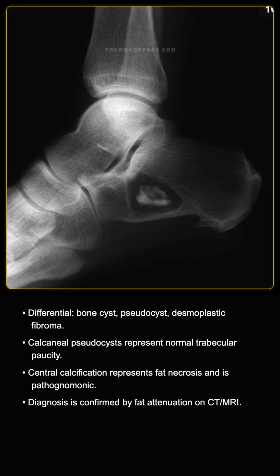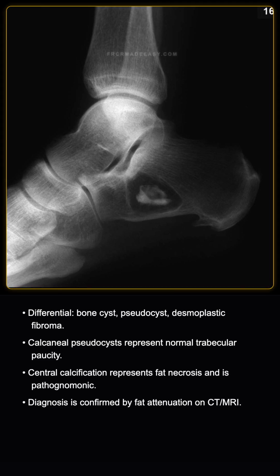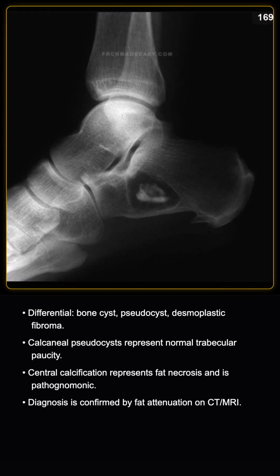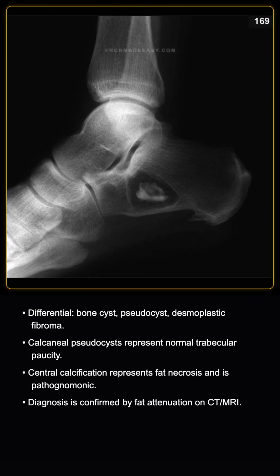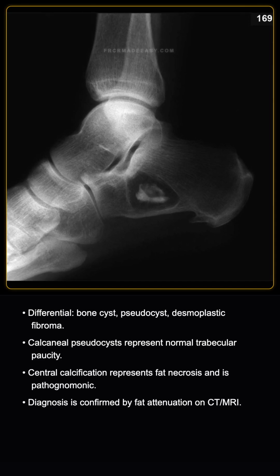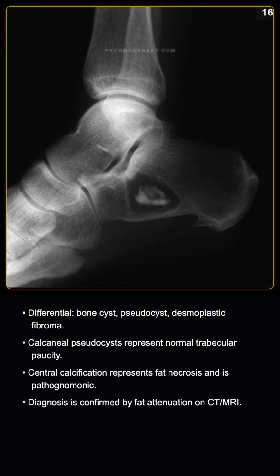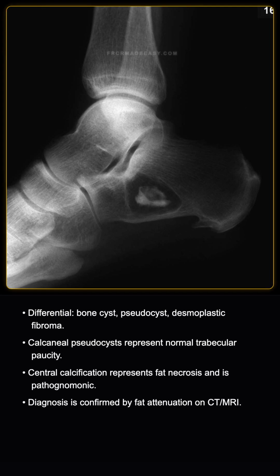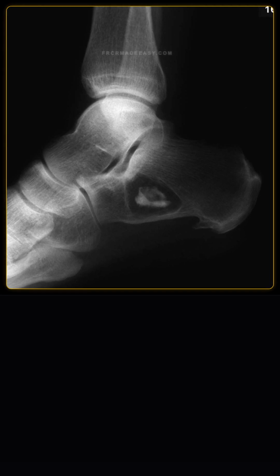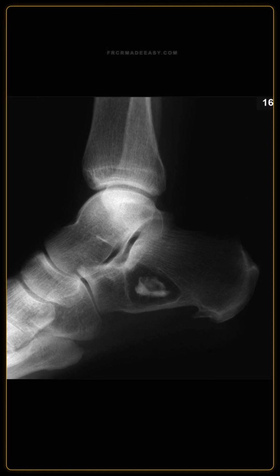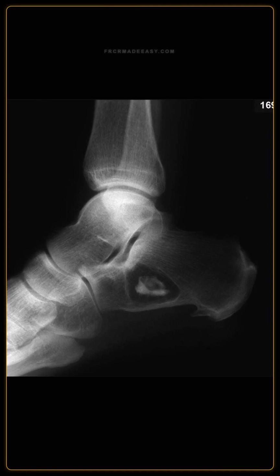Calcaneal pseudocysts are normal anatomical variants that represent a paucity of trabeculae. Unlike these other lesions, an intraosseous lipoma is characterized by its central clump of calcification, which represents dystrophic calcification secondary to fat necrosis. On computed tomography or magnetic resonance imaging, the lesion will demonstrate fat attenuation or fat signal, confirming the diagnosis. Describe the common anatomical locations of intraosseous lipomas and any systemic associations.